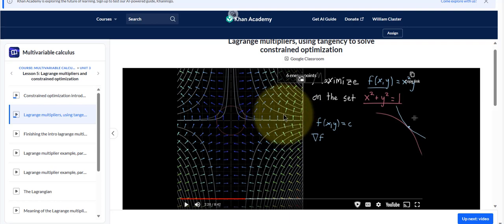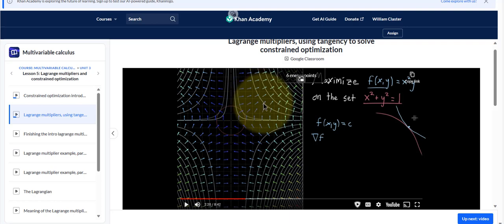I mean, every point on here has the same height. The surface is the same height at every point on this curve. So if I'm right here and I walk in this direction, I'm not changing the height at all. So that is definitely not the direction of the gradient, because the gradient will give us the most increase, and this gives us 0 increase.